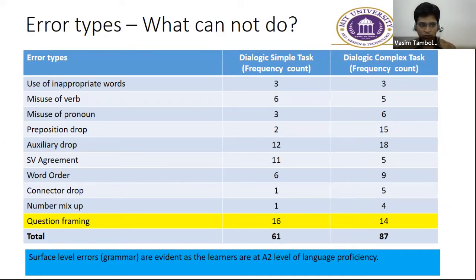So I could identify different error types across the 12 learners' performances across both the tasks. And I could see more errors when it came to question framing. And I decided to have a magnifying glass and look at these categories. What could be the reasons? In fact, it is true that they used more question framings as a requirement of the task, and what must have gone on here, what kind of questions they tried to frame. I could see more errors for auxiliary drop, preposition drop, and question framing. So I decided to have a detailed look at the question framing.